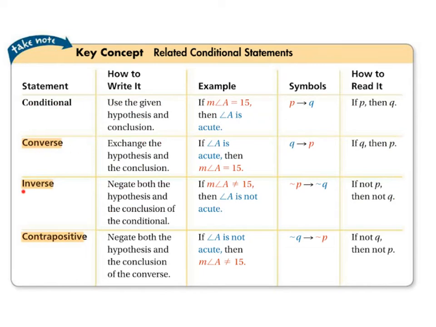You switch positions and you negate them. You do both of these things. Contrapositive is both of those things done together. So the original conclusion, when negated, becomes the hypothesis of this one. If angle A is not acute, then, and the original hypothesis negated becomes this one's conclusion, the measure of angle A is not 15. Or not Q implies not P. If not Q, then not P.